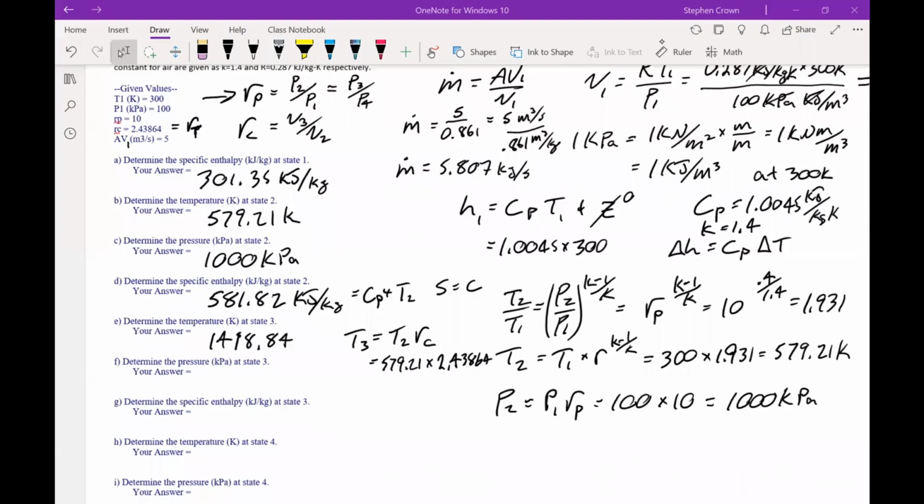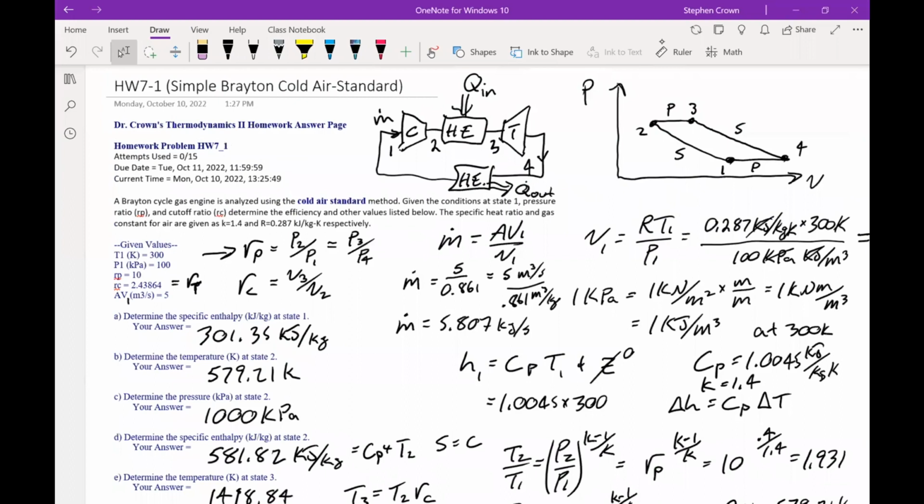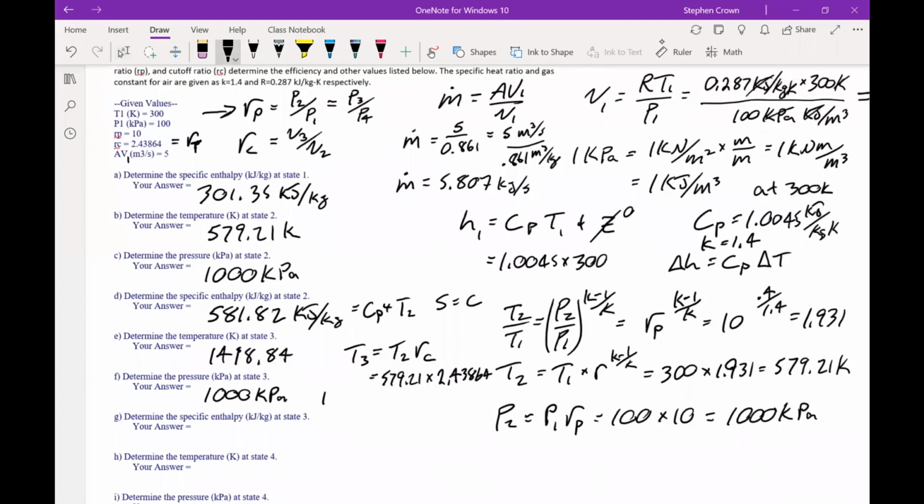The next question is to find the pressure at state 3. If we look at our PV diagram, pressure at state 3 is the same as pressure at state 2, which we already calculated. So it'll be 1,000 kPa. Noting that P3 equals P2 by definition, it's an isobaric process. Then determine the specific enthalpy at state 3. That will just be equal to Cp times T3.